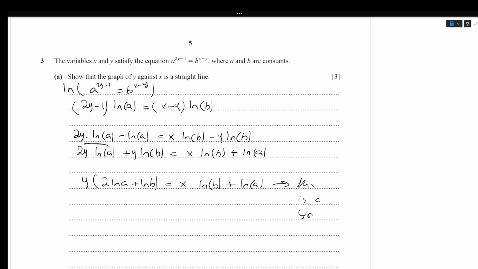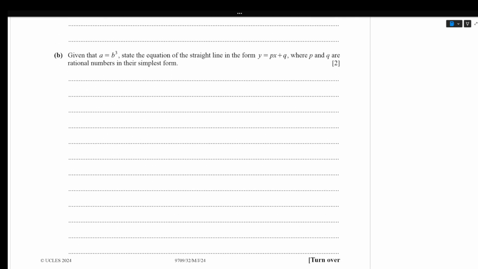straight line. You can divide by this thing and then this will be your gradient and this will be your intercept, because this then becomes your mx plus p form. So if you can resolve up to here, then yes, your y and x is a straight line. After that it's saying that a is equals to b cube is given. You're supposed to find the straight line's equation in the simplest form.